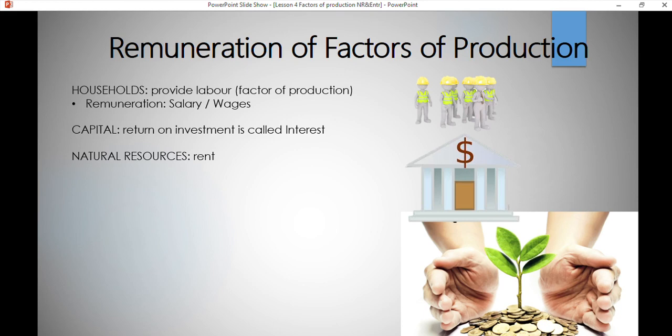Natural resources. If you own land, let's say you own land, then if someone wants to use it to produce, for example, vegetables, then they'll pay you rent. So that's why, for natural resources, the remuneration is rent. And the last one, we discussed that the entrepreneur's remuneration is profit. So can you define the terms that you defined earlier? Is it now easier? Make sure you correct your definitions.